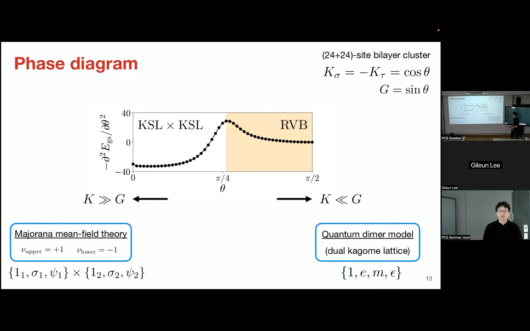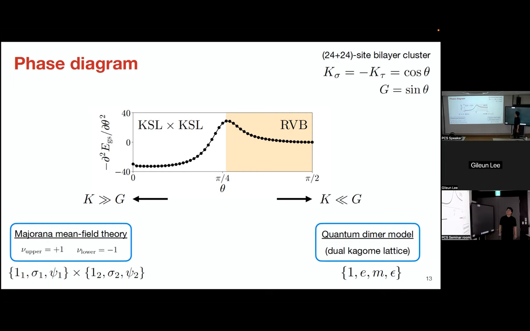So anyways, on this side, we found that the system has an RVB state, an RVB spin liquid state. This is not obvious, but I will show you very soon. Near these two exactly solvable points, I performed my mean field theory and found that the two layers have opposite Chern number, +1 and -1. On the other limit, around this point, I did degenerate perturbation theory, and I succeeded in deriving an effective model, which is basically the quantum dimer model on the dual honeycomb lattice. This model is exactly solvable, and the ground state is the RVB state. So that's how I figured out the system has an RVB spin liquid state on this side.